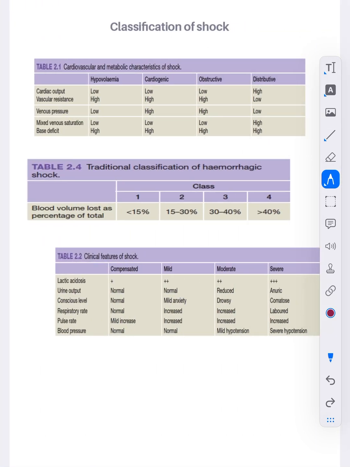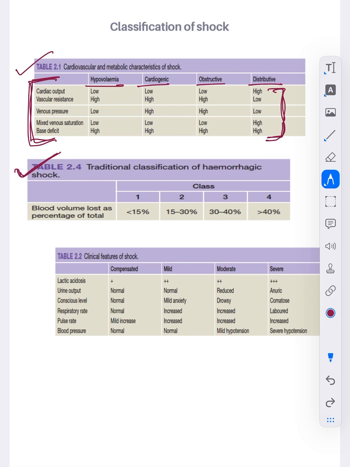This I have explained. Just refer to this table one more time. Okay, if you understand hypovolemia, cardiogenic, if you understand the basic concept, what is happening here, then it is very easy for you to answer what happens to these different physiological parameters. You can't keep mugging up these high low values. Okay, right. This is a very, very important table.